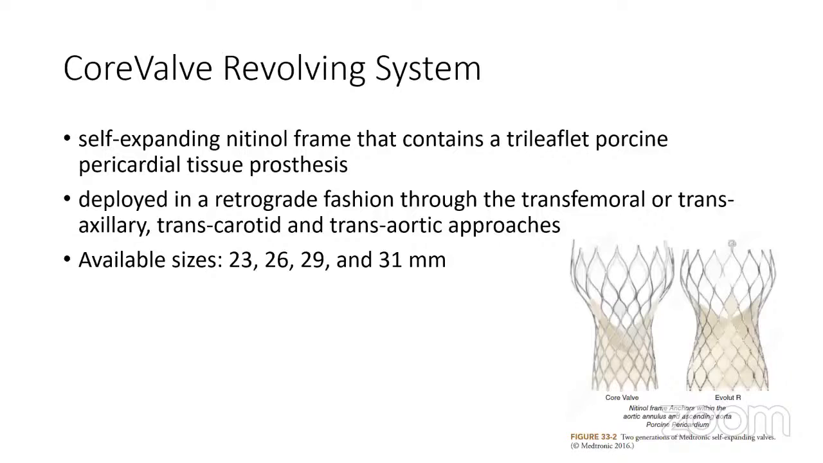The CoreValve Evolut system is a self-expandable nitinol frame that contains a tri-leaflet porcine pericardial tissue prosthesis. Deployed in retrograde fashion, it goes through the femoral artery, through the transfemoral, transaxillary, or transcarotid, or even transaortic approach. Available sizes are 23, 26, 29, and 31.